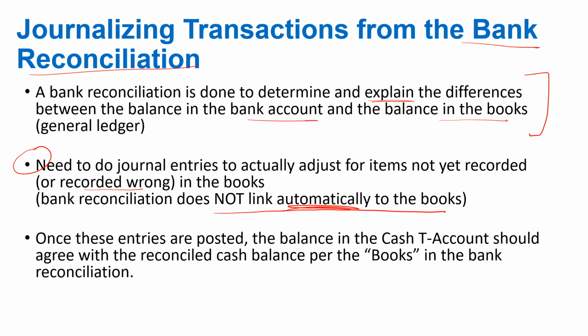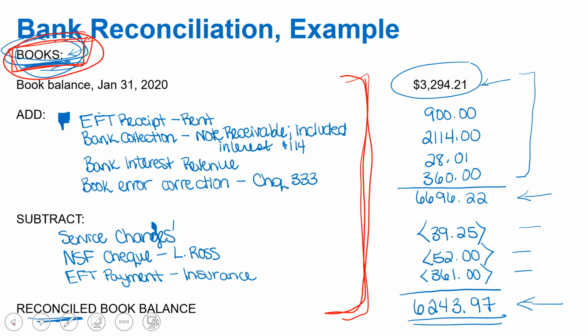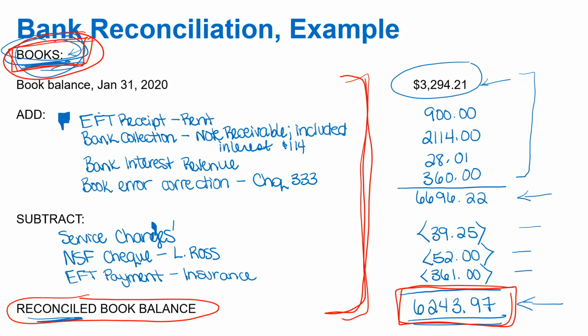So we go in and we record for the items that are not yet recorded in the books, but only the book side. And once these entries are posted, when we look at the T account for cash, it should agree with the reconciled cash balance per the books in the bank rec. So we'd post those journal entries and our T account would end up agreeing to this reconciled book balance that we had on the bank rec.